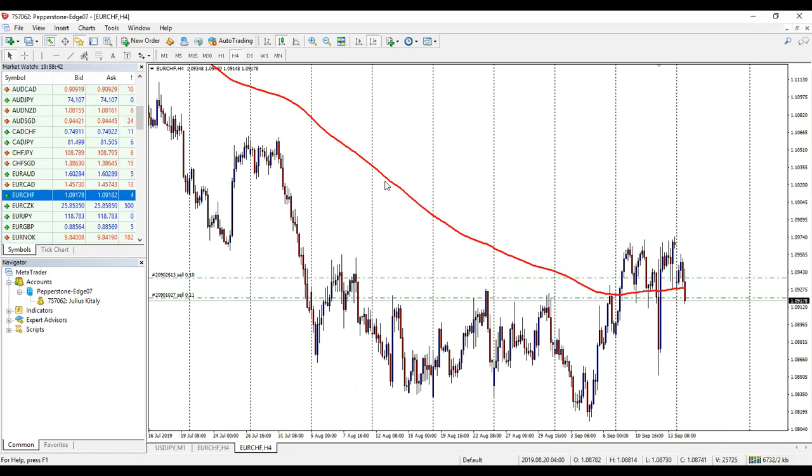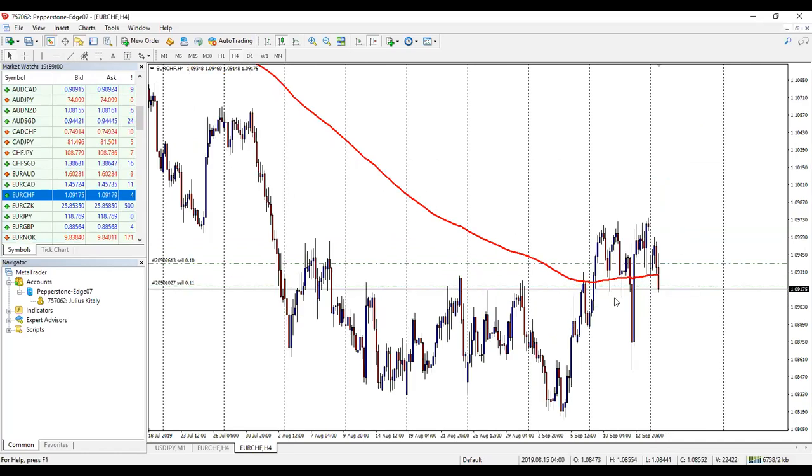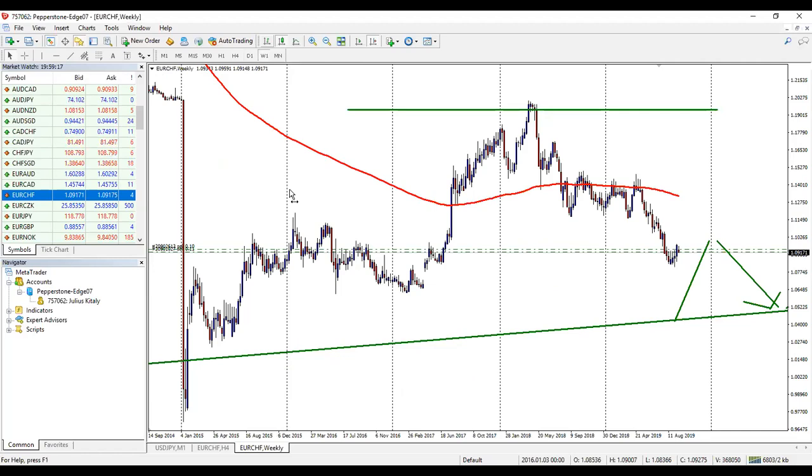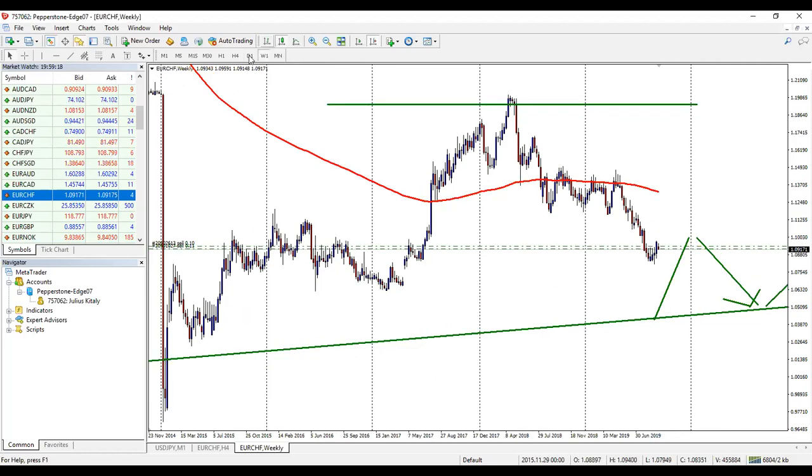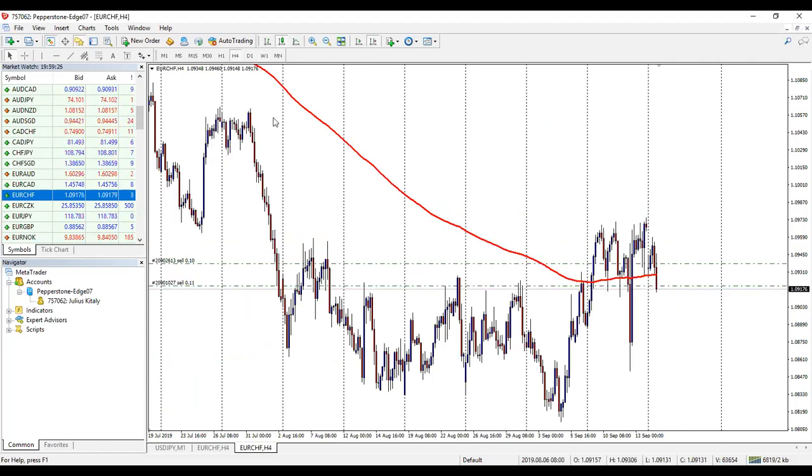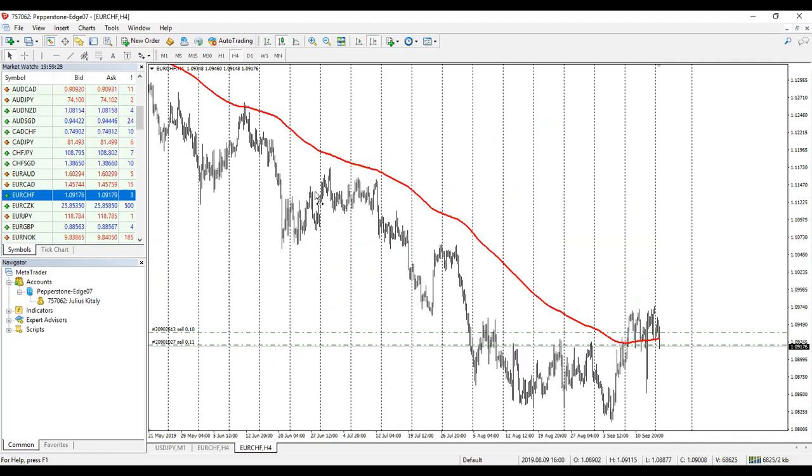Guys, this is Euro Swiss franc. I think you remember my position yesterday. I was selling Euro Swiss franc. I think Euro Swiss franc is kind of convincing, but we have a lot of steps to consider, because this is now an ongoing trend. It's a downtrend that is still ongoing.